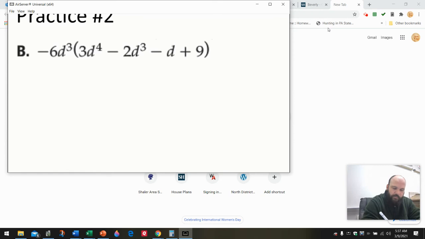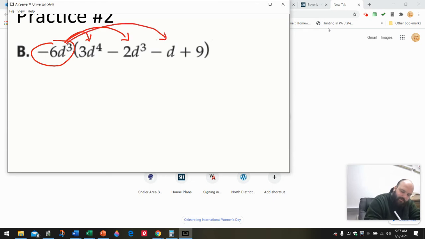I have one more of these types to show you. And same idea as the last two. We're going to take that negative 6d to the 3rd and we're going to distribute it to each of the terms. And it doesn't matter how many terms are inside the parentheses, each one has to get multiplied by that single monomial on the outside. So in this case, negative 6d to the third is going to distribute to each one of those.